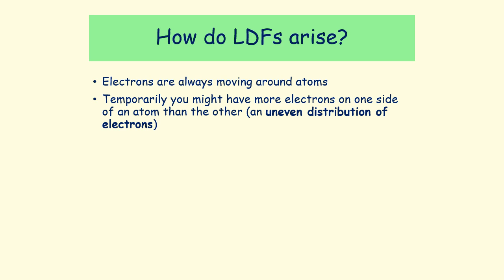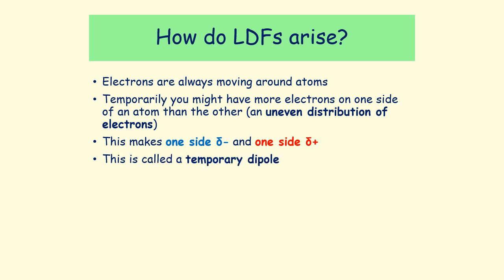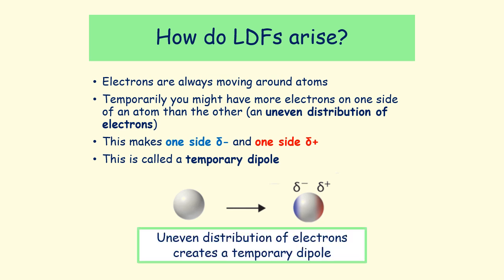Now, whichever side of the atom has more electrons would be slightly negative, and whichever side had fewer electrons would be slightly positive in comparison. So one side would be delta negative, one side would be delta positive. And we call this thing that happens for just a fraction of a second a temporary dipole. So in terms of an image, we go from a completely neutral atom to, due to the electrons moving around, an atom that has a delta negative side with slightly more electrons and a delta positive side that has slightly fewer electrons. If we were describing this process in a sentence, we would say that an uneven distribution of electrons creates a temporary dipole.